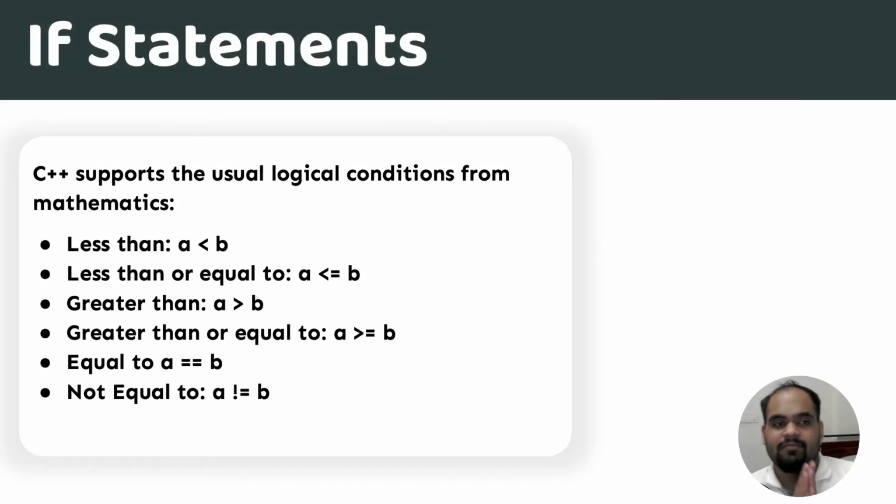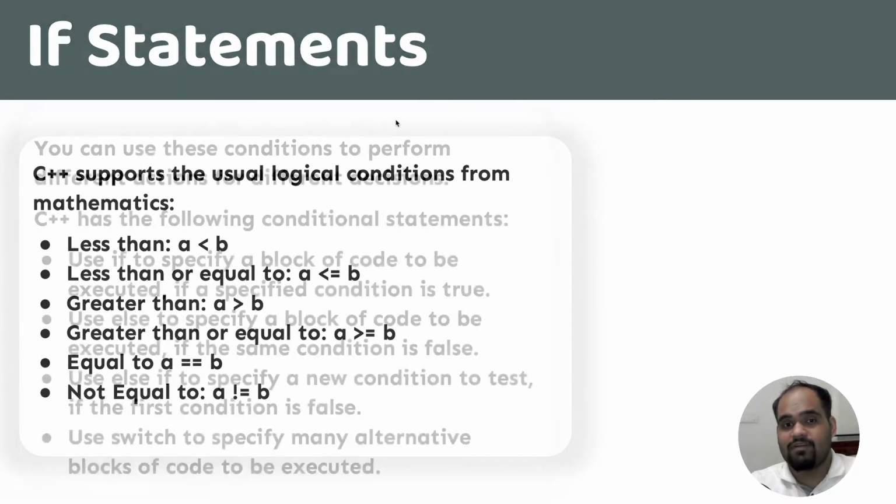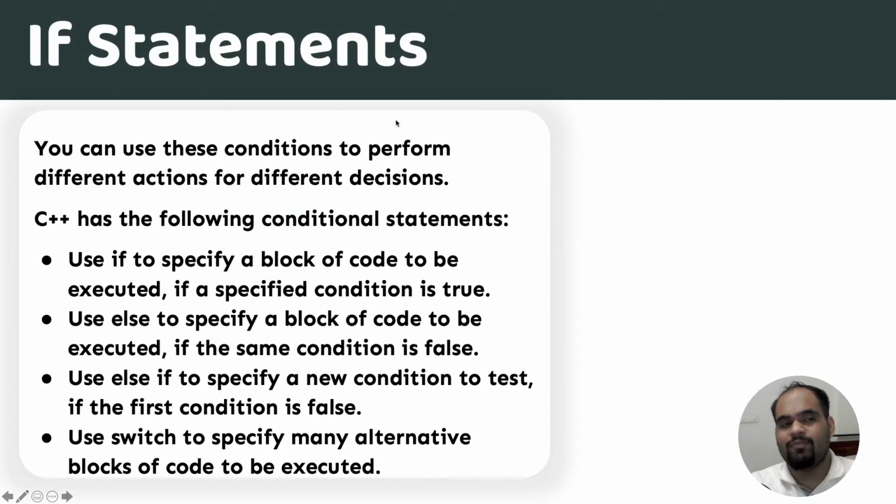So C++ supports the usual logical conditions from mathematics: less than, less than or equal to, greater than, greater than or equal to, and equal to, double equals, which compares both of these things, and not equal to with an exclamation symbol. All of these are mathematical operators which are also carried over to C++, which gives you an overall expanded domain over here.